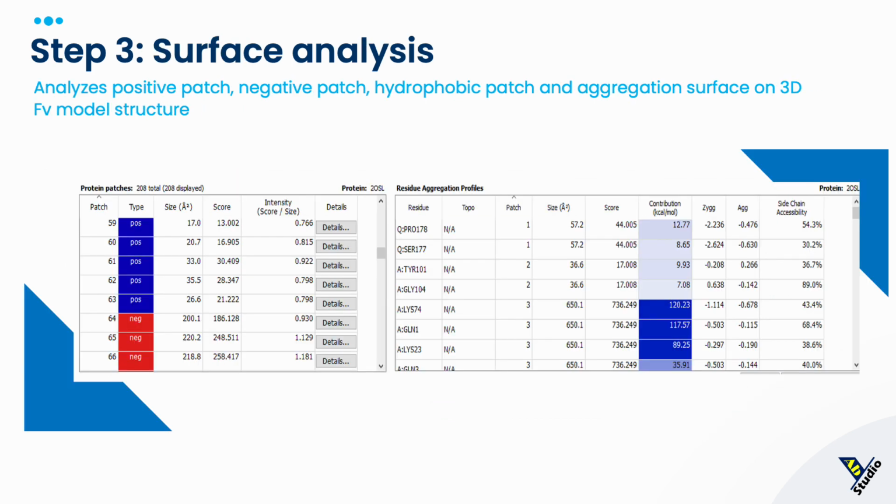Step 3 is surface analysis. By using licensed software, we can analyze how many positive patches, negative patches, and hydrophobic patches there are on the 3D FV model, how many aggregation surfaces there are, and how big each aggregation surface is on the 3D FV model structure.